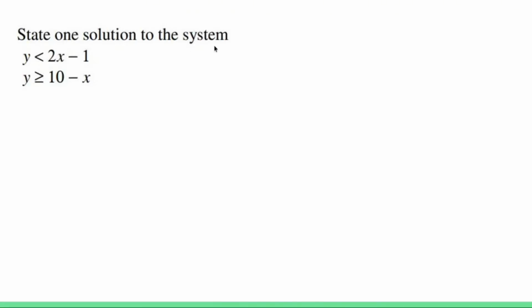State one solution to this system. Y is less than 2x minus 1, and y is greater than or equal to 10 minus x. What I'm going to do is I didn't include a graph here on purpose because I'm not really going to be super picky about what my graph is going to look like. I just want to be accurate, that's all.